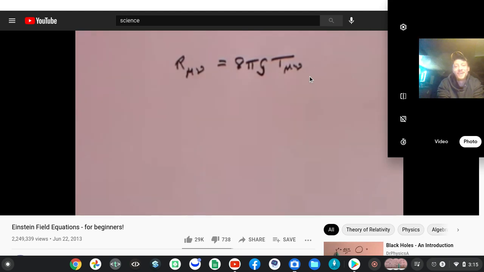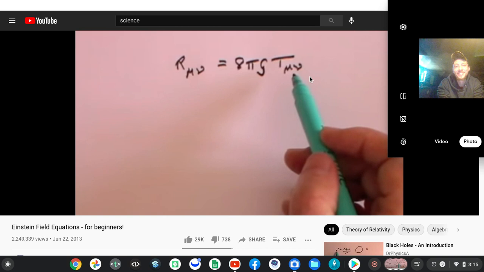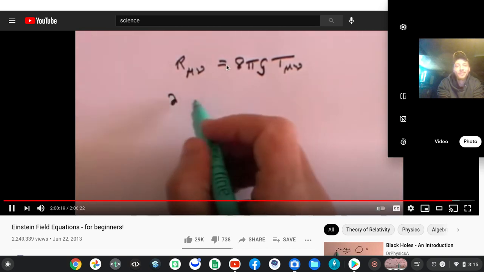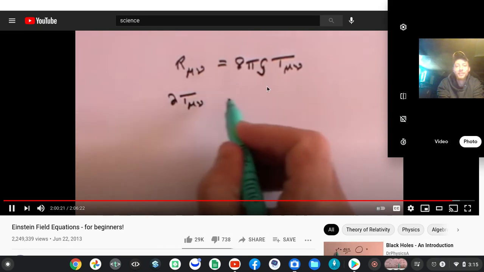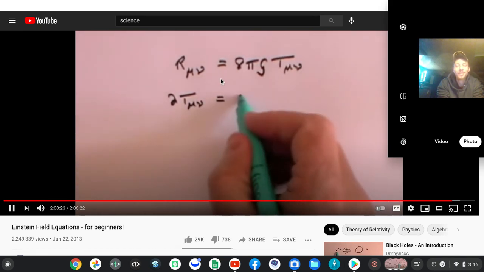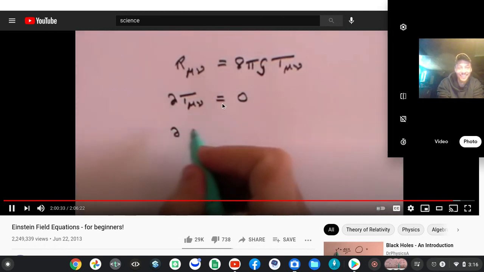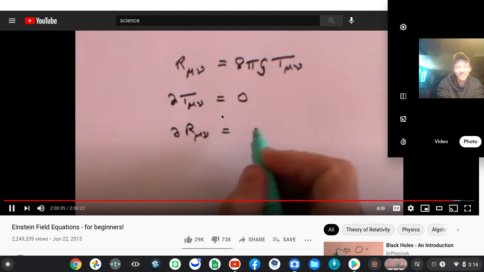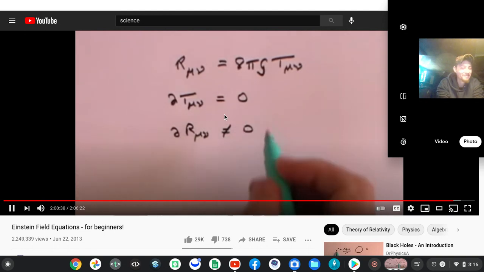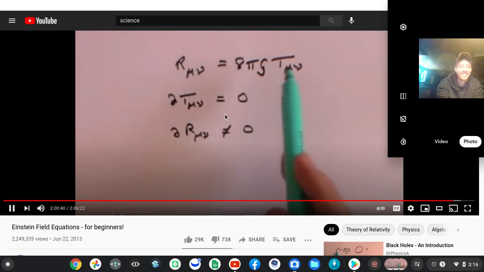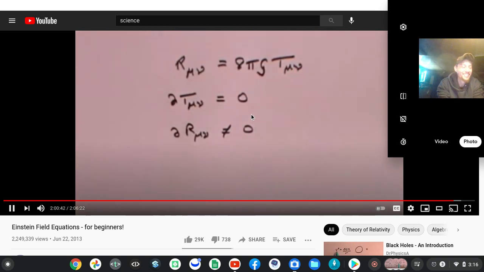The problem is that we have a thing called energy conservation. Energy can be neither created nor destroyed. So if you take the derivative, there is no change in energy. The problem is, if you take the derivative of the Ricci tensor, it does not equal 0. So that equation can't be true, because the derivative of one side would be 0, whereas the derivative of the other side would not.